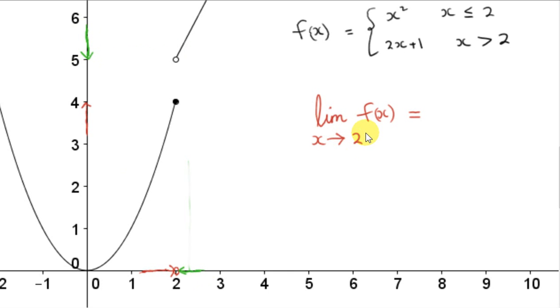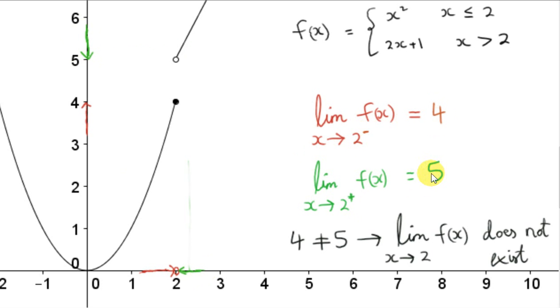So we could say that the limit as x approaches 2 from the left, indicated by putting this minus sign, is 4. But the limit as x approaches 2 from the right, indicated by putting a plus sign, is 5.